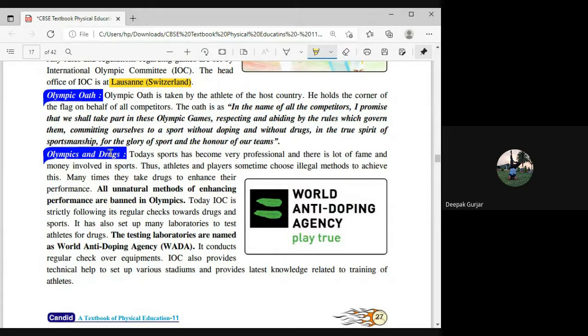Just listen carefully. In the name of all the competitors, I promise that we will participate in this Olympic Games, respecting and abiding by the rules which govern them, committing ourselves to a sport without doping and without drugs, in the true spirit of sportsmanship, for the glory of sports and for the honor of our teams. Jai Hind. This kind of Olympic oath is taken, right?